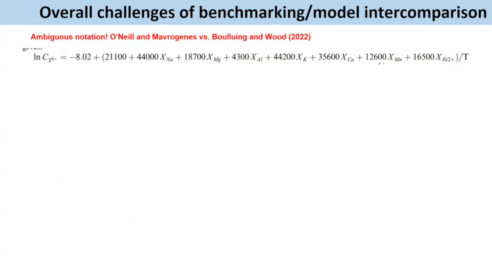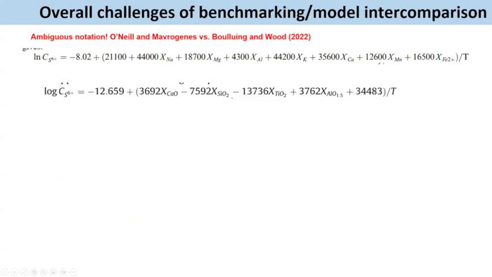So Hugh O'Neill and Julian Booling and Wood produced an expression for both of these coming out the same year. So this is the sulfur 6+ capacity. You can see this top expression says XMG, and the bottom expression has X in terms of the oxide. And these authors actually thought they were using different terms, but these are both cation fractions, and this can make it really confusing to compare. These are also not actually directly comparable. You cannot just take one and do 10 to the power to compare them. They're actually looking at different equilibria, and one's in ppm and one's in weight %. So it is very, very hard to compare these models.